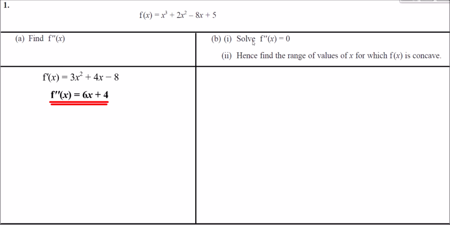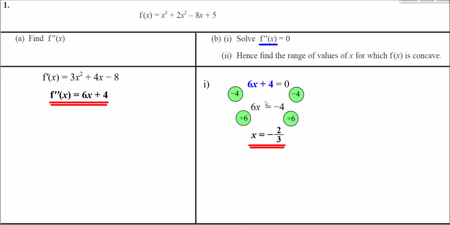Part B comes in two parts. B part 1, we need to now solve when the second derivative is equal to 0, which luckily is quite easy because we found what the second derivative is from part A. So solving when this is equal to 0, we just set 6x plus 4 equal to 0, then solve this very simple equation. So of course we're going to take 4 off both sides first. 6x is minus 4. Then dividing through by 6, we can clearly see that f double dash of x, the second derivative, is going to be 0 when x is minus 2/3.